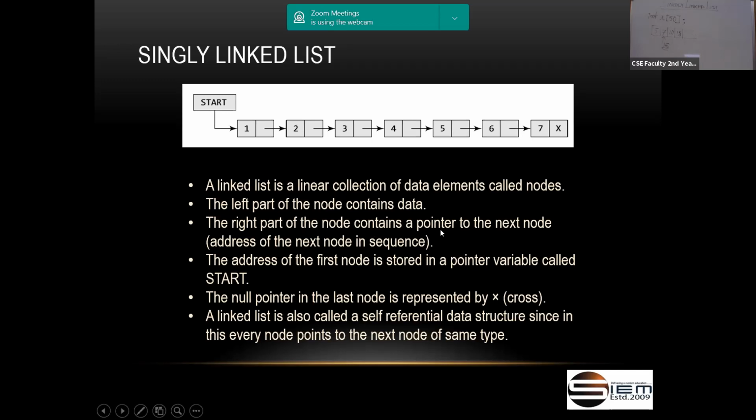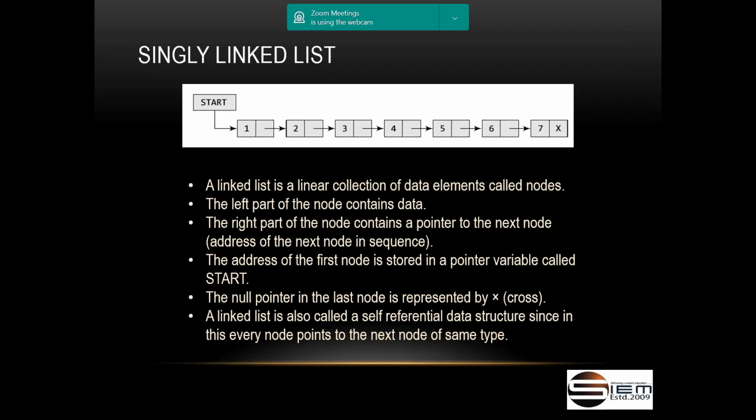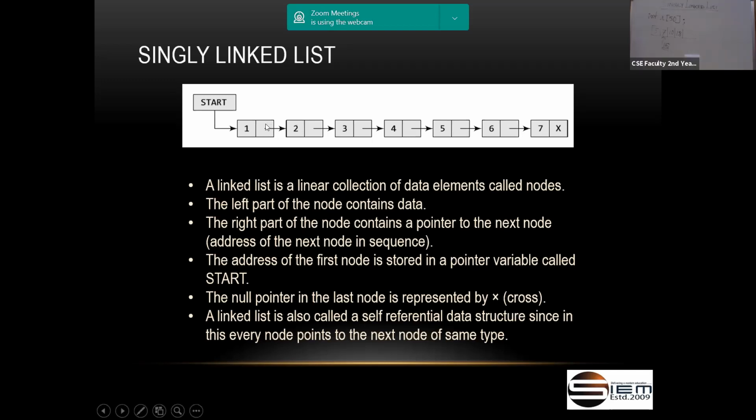The right part of the node contains a pointer to the next node. What is a pointer? Anyone? Ma'am, a variable that contains the address of data. Okay, it is a variable which stores the address. That much is sufficient. So that means that variable can store the address of the next node. I hope it is clear.